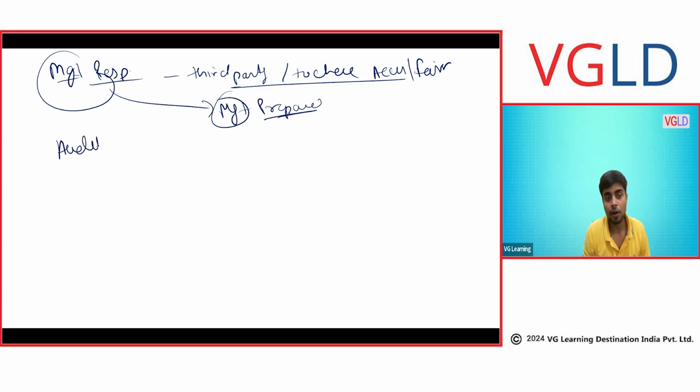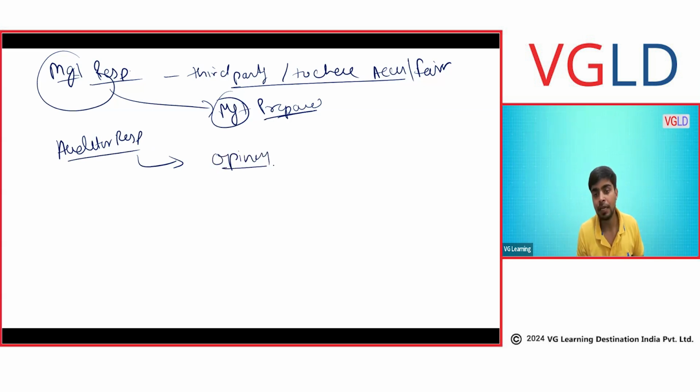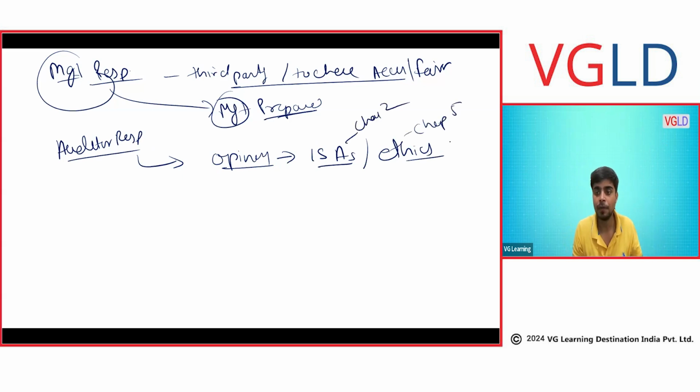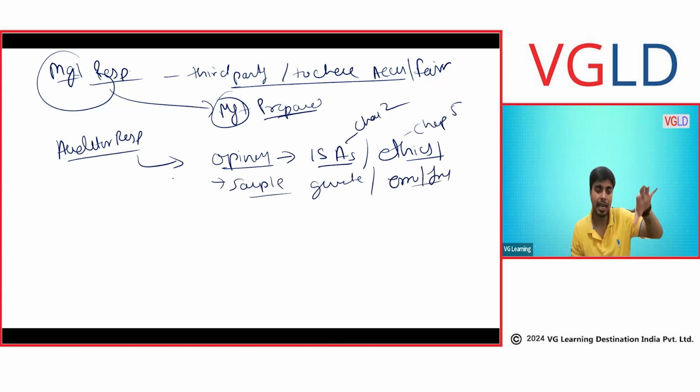Then we will talk about the auditor's responsibility. We are the auditor, responsible for expressing an opinion, like we express our opinion here. We are supposed to follow ISA, discussed in chapter number 2 in detail. We are supposed to follow ethics, chapter number 5. And we will use sampling. We will not be able to provide a guarantee. There will be chances of error or fraud. So this is a kind of disclaimer by the auditor to shareholders or other stakeholders.